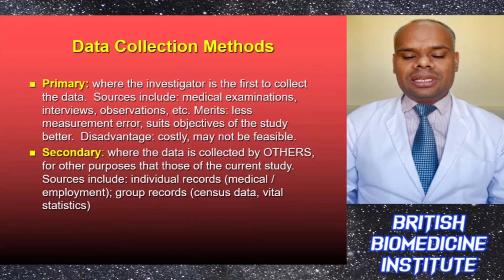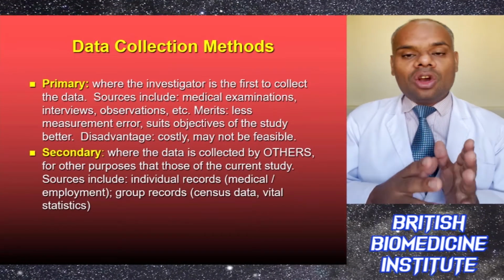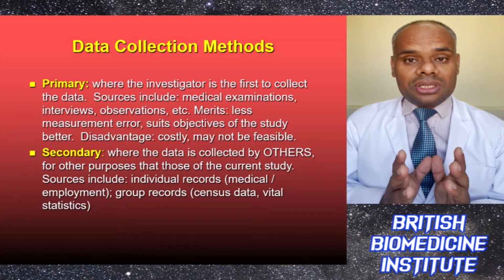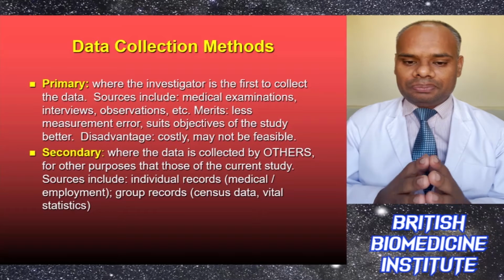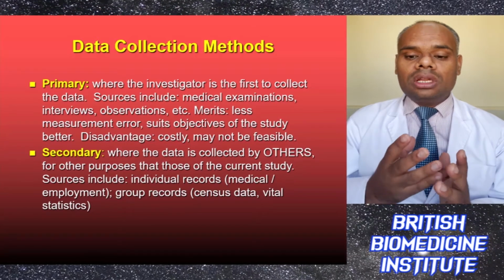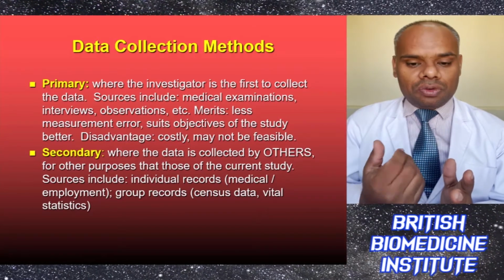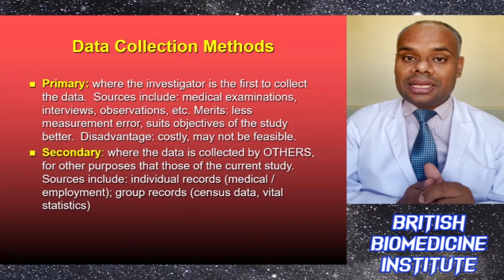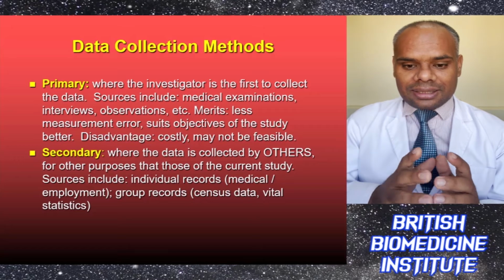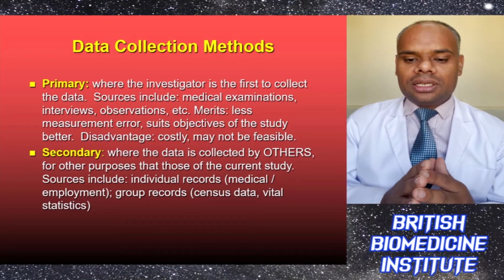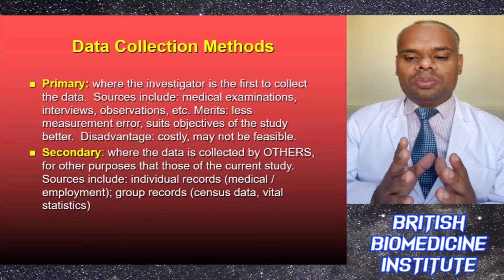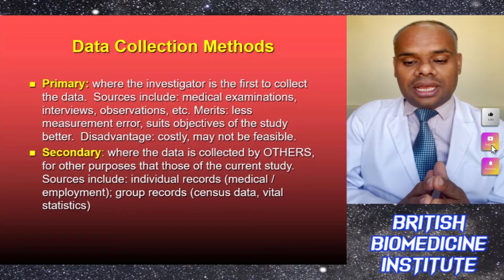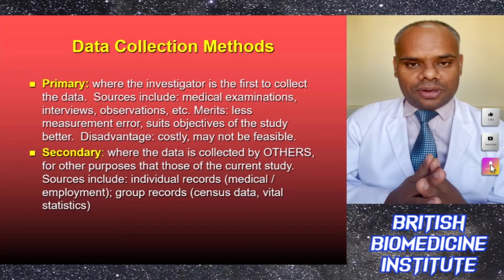Data collection methods basically consist of either primary or secondary. Under primary, the investigator is the first to collect the data, and the sources include medical examination, interviews, observation, etc. The main advantage is that there is less measurement error, and it suits the objective of the study better. The main disadvantage is that it is costly and may not be feasible for everyone.